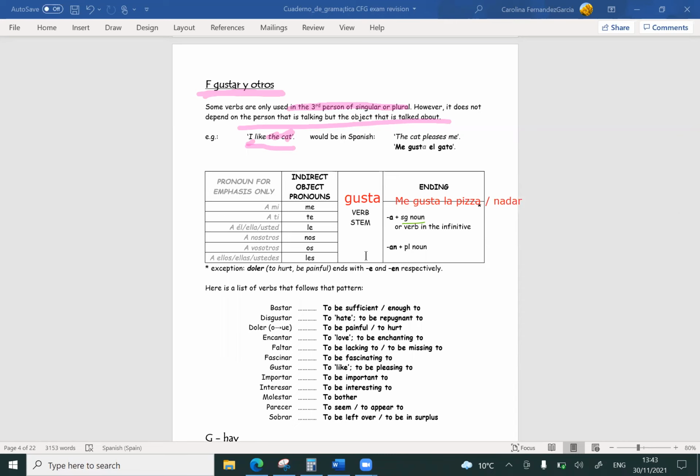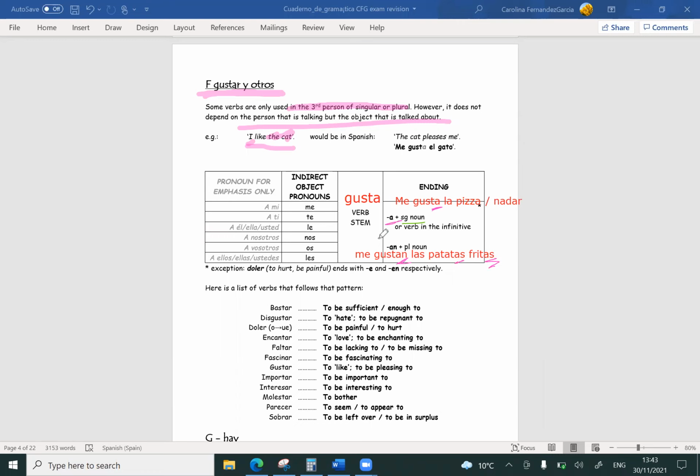But me gustan we use when you talk about something that is plural. Me gustan las patatas fritas. I like chips. Chips is a word that is plural. It normally goes in the plural form. So that's why we have gustan. So we use gusta when it's something singular, and we use gustan when it's something plural. And that's all the time.